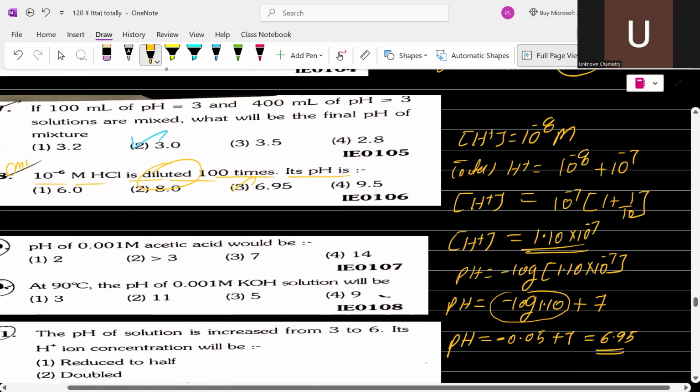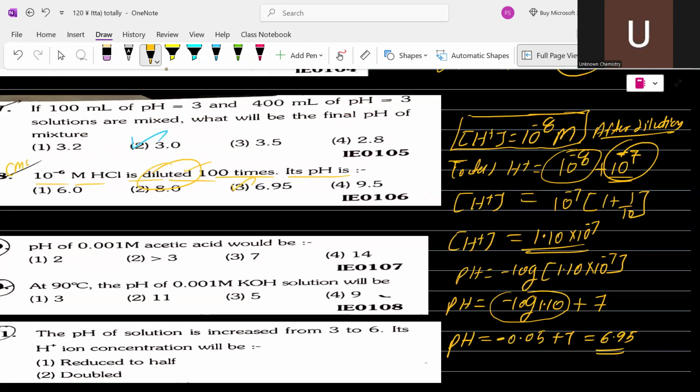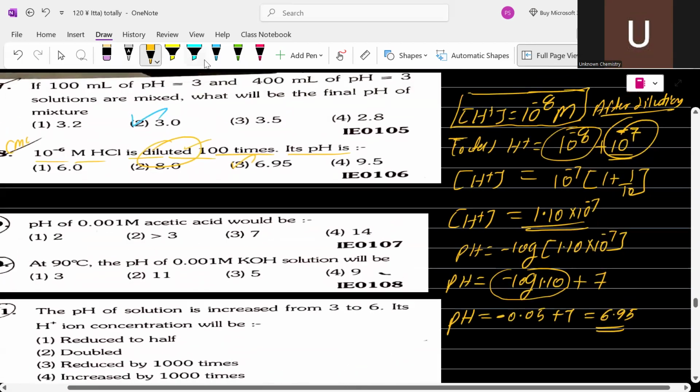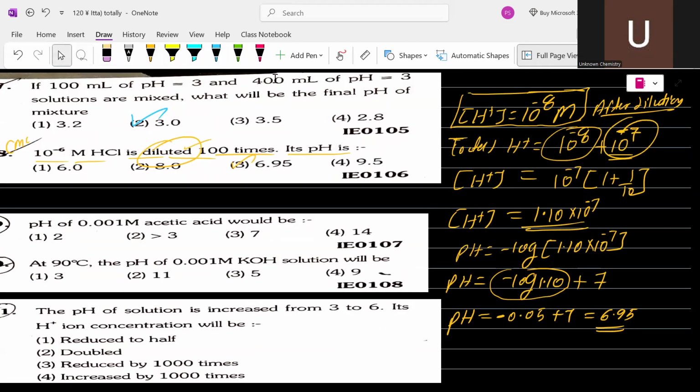Please understand, this was the concentration of H plus ion after dilution. This is the contribution of H plus ion from water, because it is diluted. So in water also there is 10 raised to power minus 7. When H plus concentration is nearly equal to the water concentration or less than it, we have to use this concept. I hope you have understood this important concept.